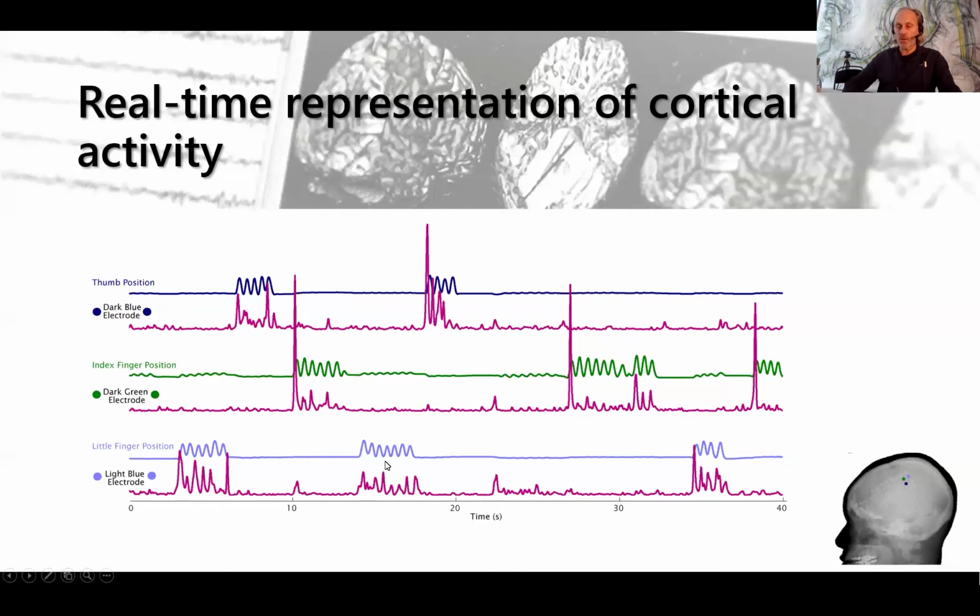And this is outstanding because this type of resolution, so single finger movement resolution, is really difficult to get with non-invasive recordings, but with ECoG recordings, we have enough spatial resolution to get this perfect picture here that Kai produced.